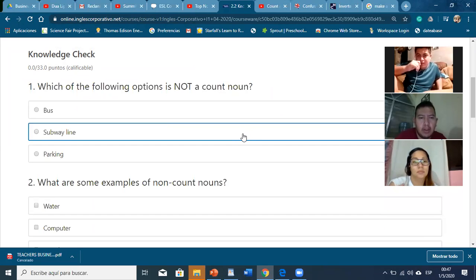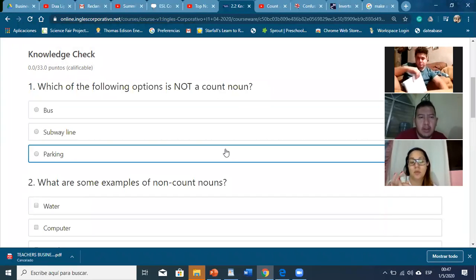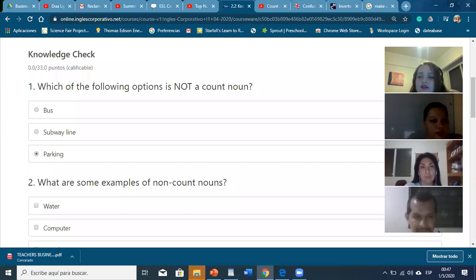Subway line. Can you say three lines? Because if you can say lines in plural, it means it is countable. Can you say three buses? Yes. Can you say three lines? Yes. Can you say three parking? No. So, parking. Yes, that's the one. Thank you. Next one, anybody can participate.